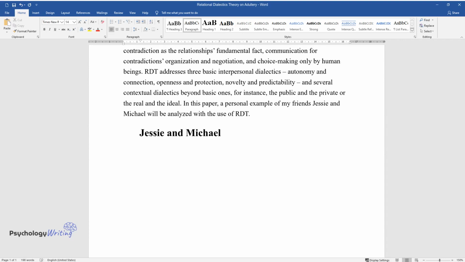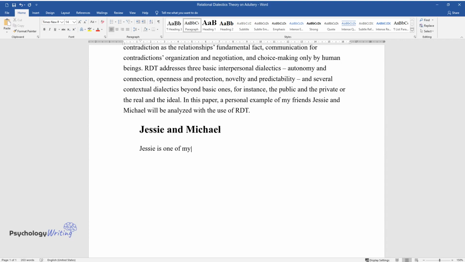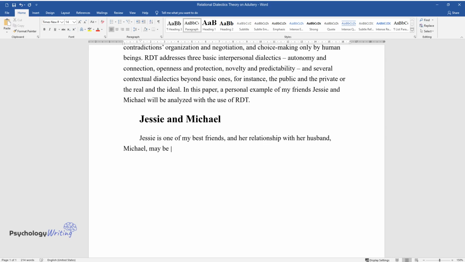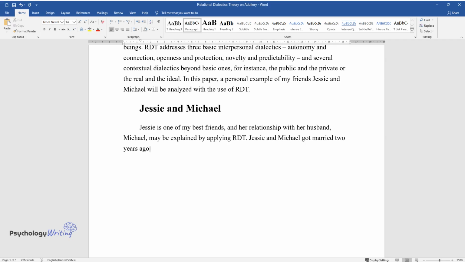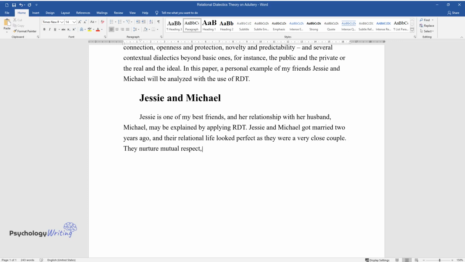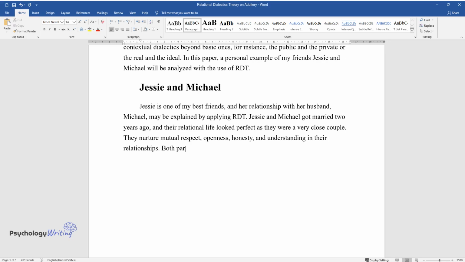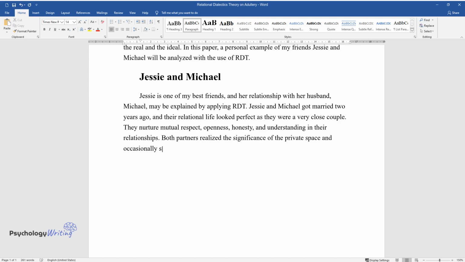Jesse and Michael. Jesse is one of my best friends, and her relationship with her husband, Michael, may be explained by applying RDT. Jesse and Michael got married 2 years ago, and their relational life looked perfect as they were a very close couple. They nurture mutual respect, openness, honesty, and understanding in their relationships. Both partners realized the significance of the private space and occasionally spent time separately.